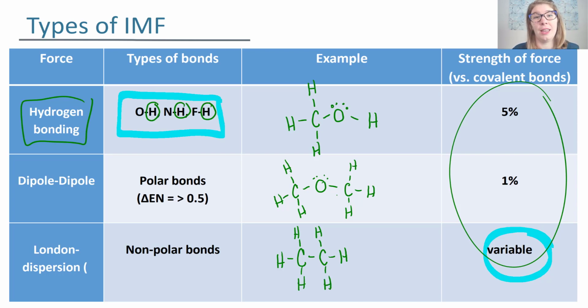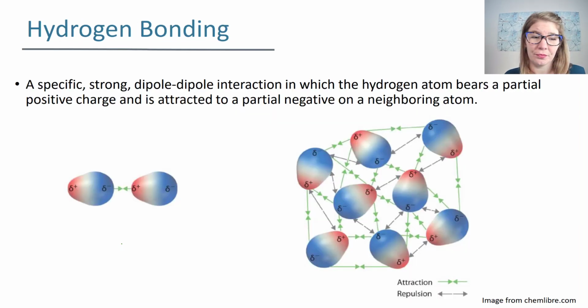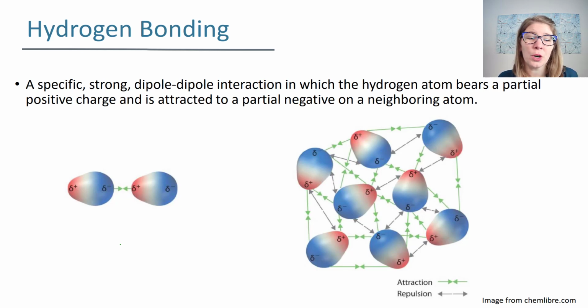So something like ethane. Now let's look at each intermolecular force individually. So we're going to start with hydrogen bonding. In the wording here, I said it's a specific, strong dipole-dipole interaction. So hydrogen bonding is just like a dipole-dipole interaction on steroids, right? It's like the Hulk of dipole-dipole interactions. This is just a really, really strong dipole-dipole force, so strong that it gets its own name.